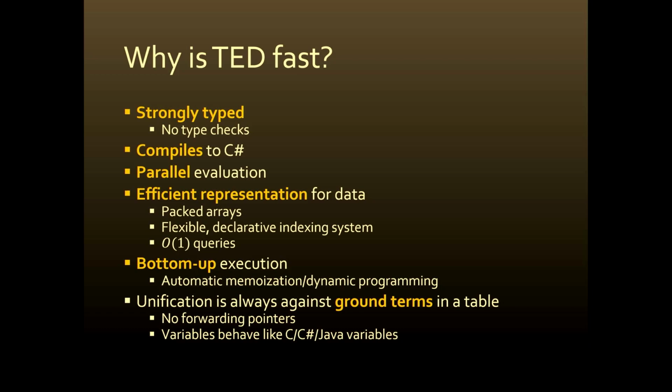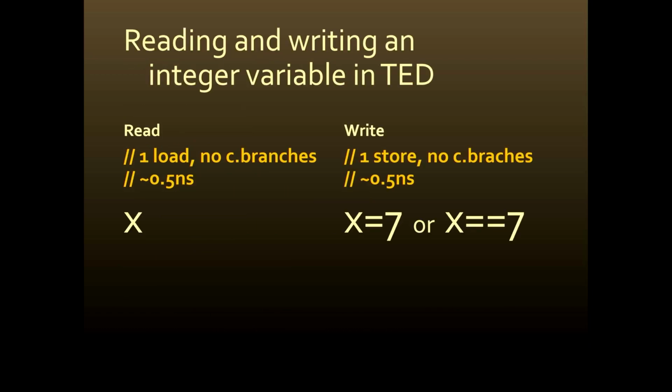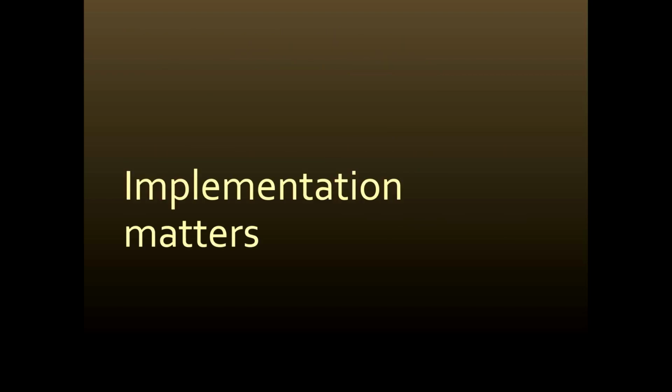And apologies for those of you who don't know about this stuff. The thing that's really important is that when you are unifying, you are always unifying against a ground term, which means you can never unify two variables against one another, which means you don't need forwarding pointers, which means that reading a variable is the same as in C#. We're really just compiling the code that looks like the code you would have written in C# in many cases. So implementation matters.